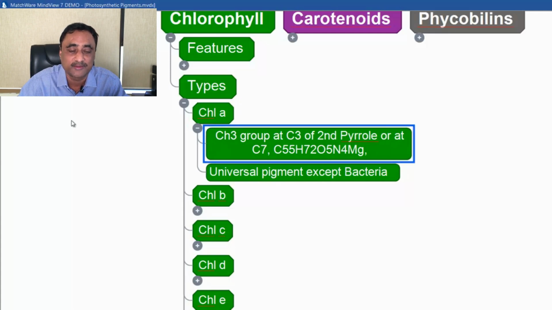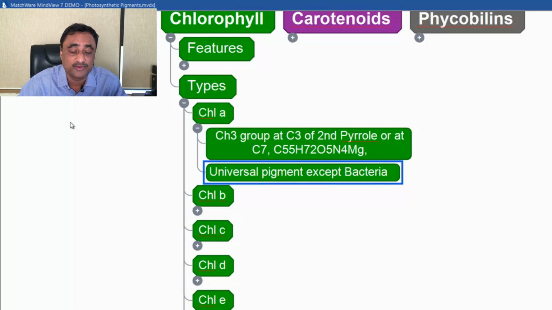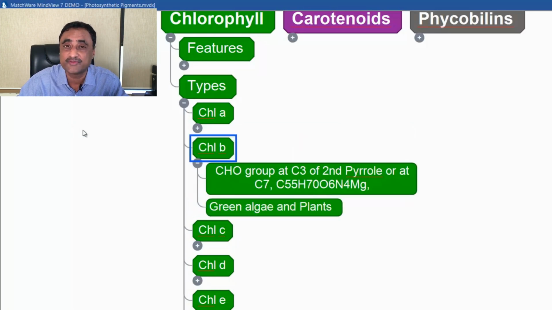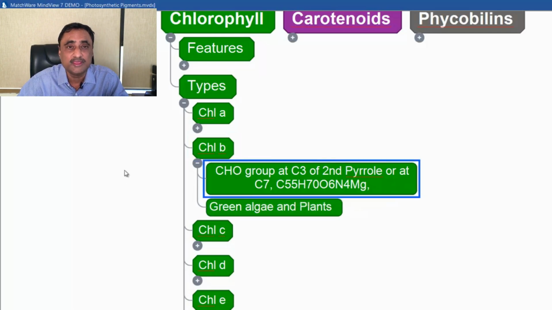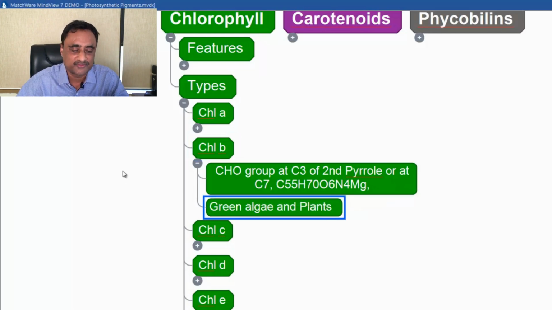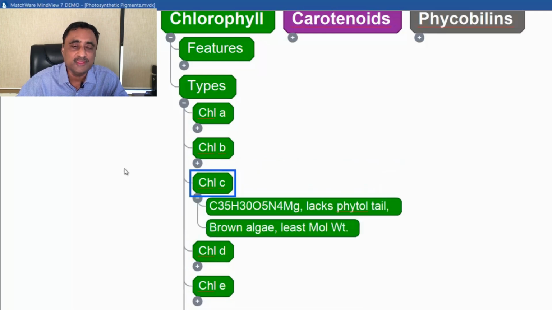So that is the molecular formula, C55H72O5N4 and magnesium ion. If we differentiate between chlorophyll A and chlorophyll B, what exactly is the difference? The difference is only in terms of functional group, and that is the aldehyde. In chlorophyll B the aldehyde group is at carbon number 3, that is, the methyl group present in chlorophyll A is replaced by the aldehyde group. Chlorophyll B is found in all green plants.